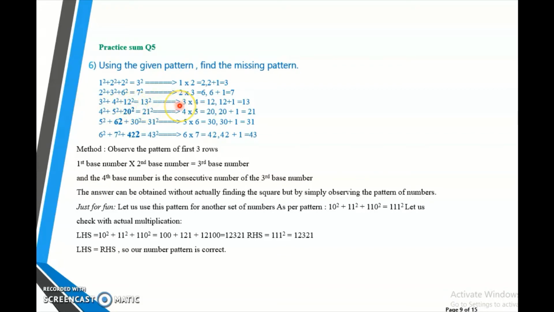All are squares. When you actually multiply them, you find that the values are correct. For a detailed method, you can read the explanation given below. You can apply the same pattern for another sum, that is 10 square plus 11 square plus 110 square is equal to 111 square. Try it out and let me know the result.